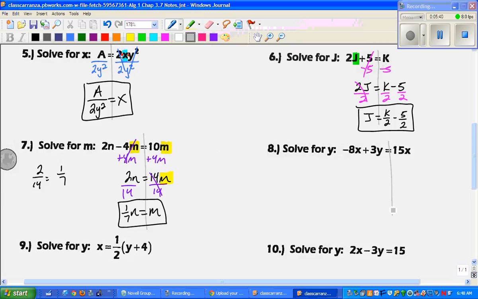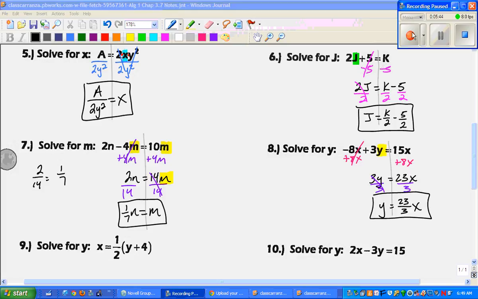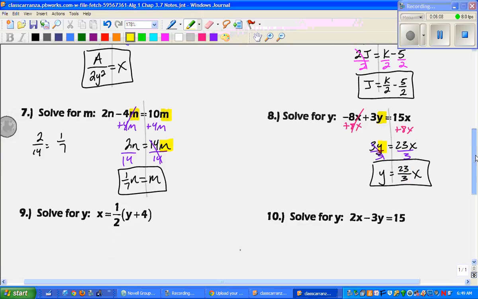All right, why don't you guys try 8 real quick, see how you do. Okay, and there you go. Solving for y, the first thing I had to get rid of was the negative 8x, so I added 8x to both sides. 15 plus 8 gives us 23. The y still had the 3 connected to it, so we had to divide both sides by 3, and you get y equals 23 over 3x. And that's it.